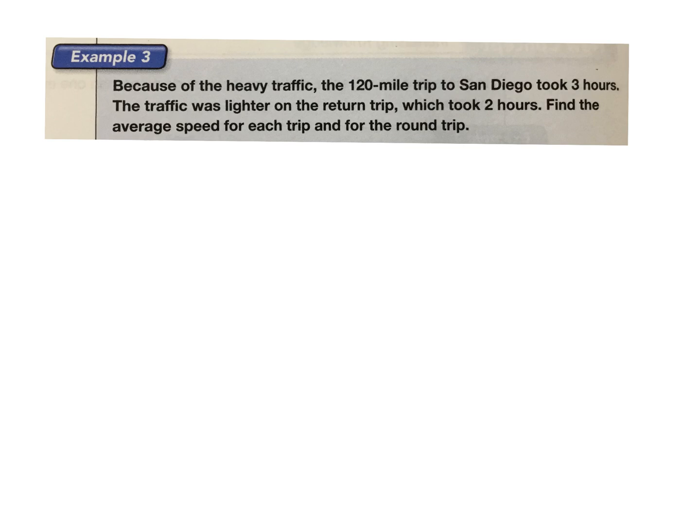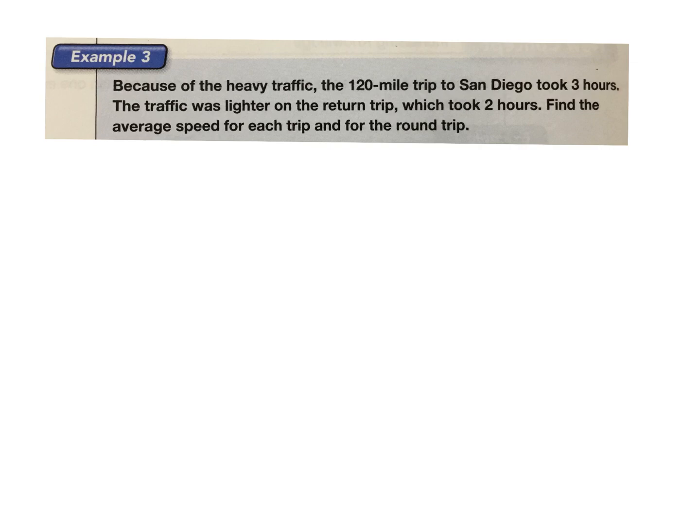And one more here. It says because of heavy traffic, the 120-mile trip to San Diego took 3 hours. The traffic was lighter on the return trip, which took 2 hours. Find the average speed of each trip and for the round trip. So we're trying to find 3 different average speeds.